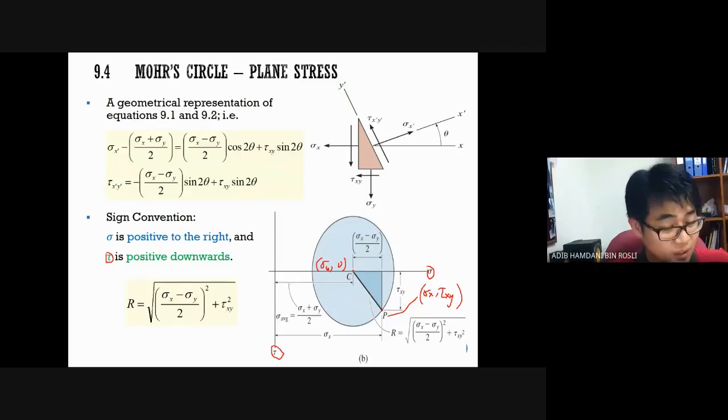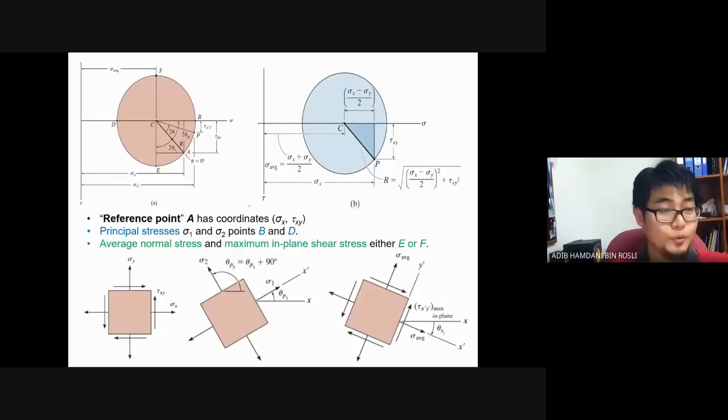So you need to know the center of the circle first, which is sigma average, 0. Sigma is sigma average, tau is 0. While for point P, or point A, the reference point, the coordinate is sigma equals sigma x, tau equals tau x y. And then you find the radius from this. I hope you can check on how we do that, and then you can draw the circle. Of course, we're going to go into details of that.